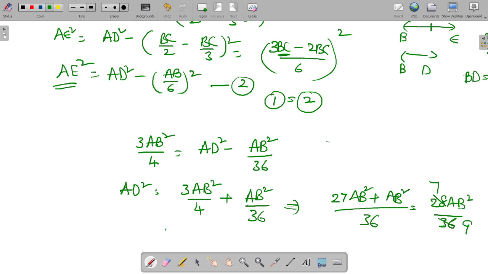Therefore, 9AD square is equal to 7AB square. LHS is equal to RHS. Hence, proved.